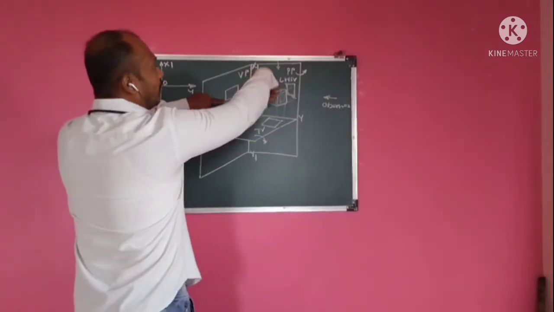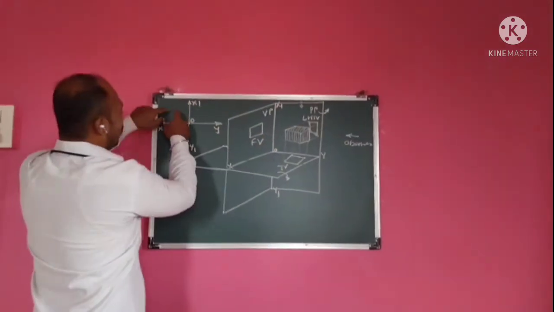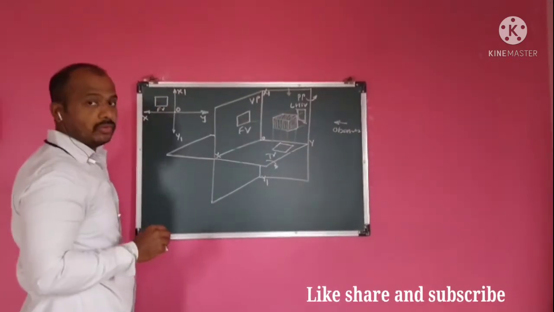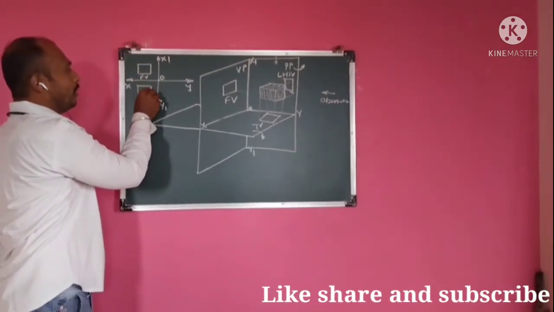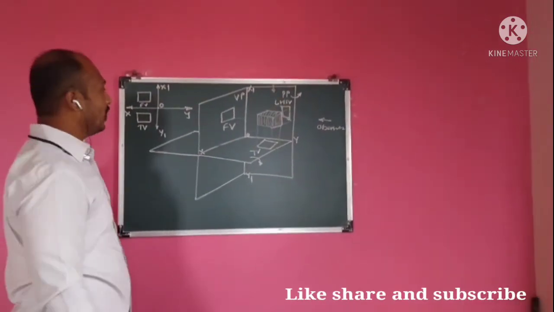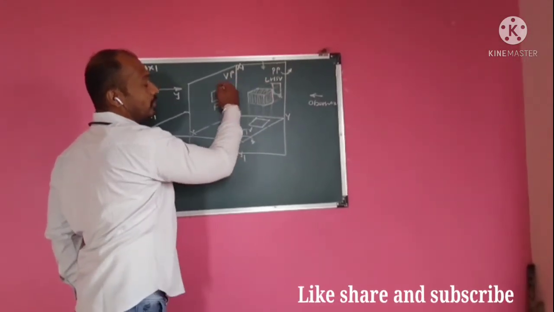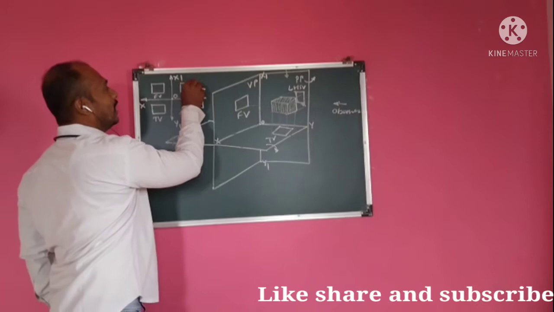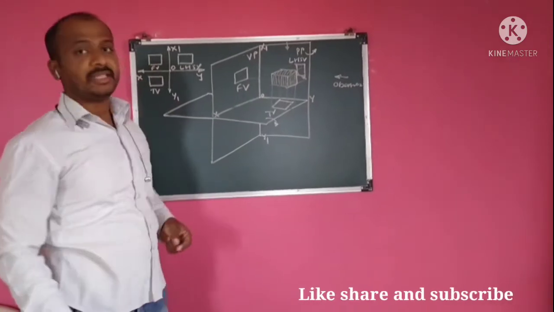When we rotate this, in the VP, that means in the first quadrant, here it will be the front view. And when I rotate this in the downward direction, the top view will be below the front view. And when I rotate this, the left hand side view goes to the right side of the front view. So here it will be the left hand side view. Like this, the positioning is there.